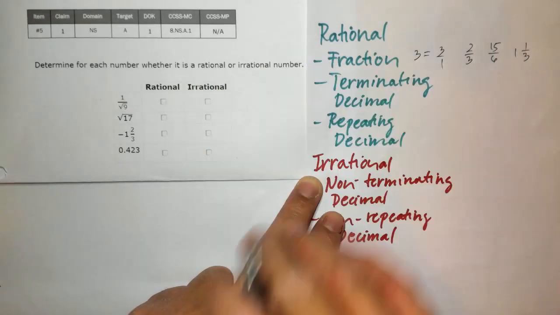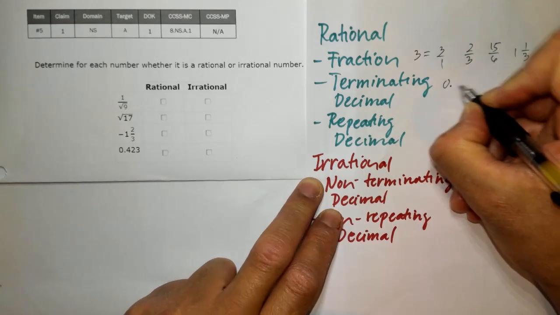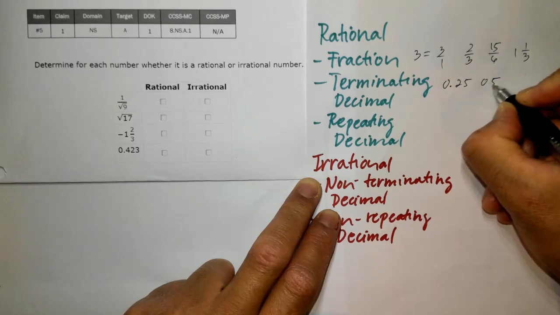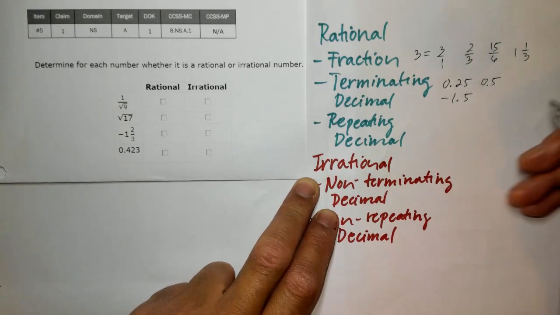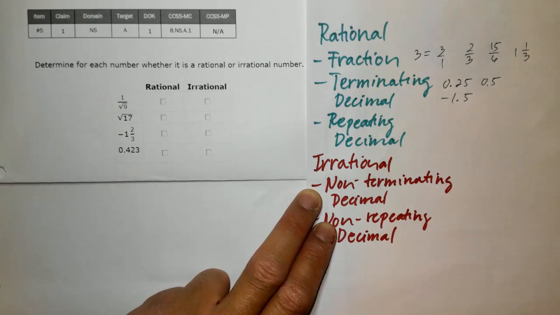The rational numbers are also the terminating decimals. Example, 0.25, 0.5, negative 1.5. When we say terminating, you can determine the last digit to the right.